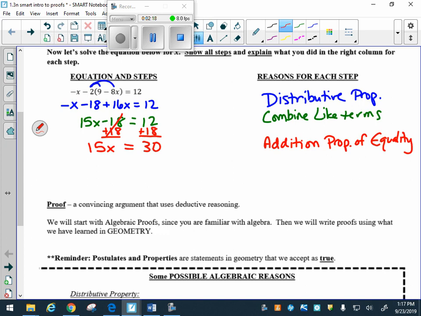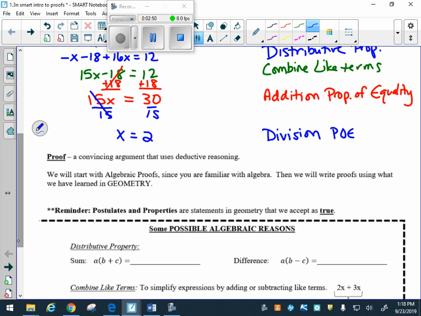All right, last step. What are we going to do now? Divide by 15 on both sides. Good. And we get x equals 2 because division. And again, it's the division property of equality. Sometimes I abbreviate that as POE, property of equality. So, nothing was new there. You knew how to do that.